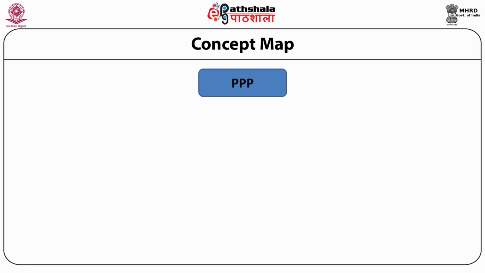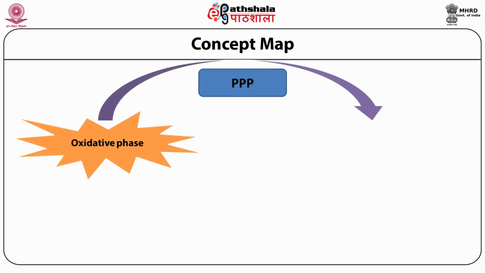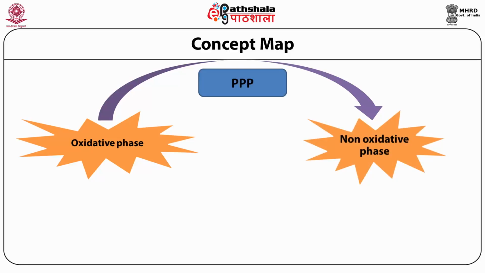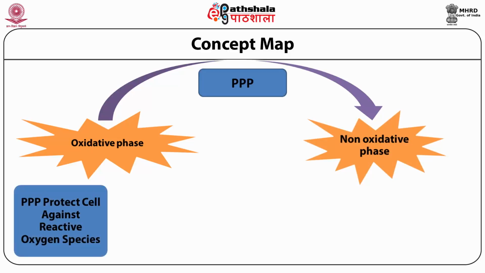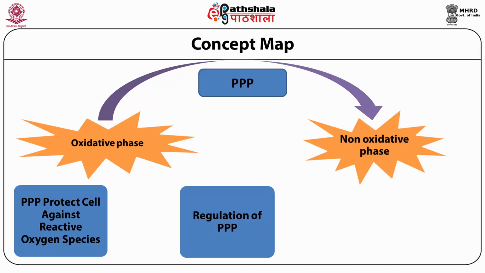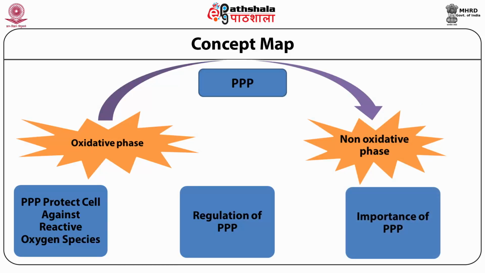The pentose phosphate pathway has two parts, that is the oxidative phase and the non-oxidative phase. The pentose phosphate pathway protects the cell against reactive oxygen species. Regulation of PPP is an important point. The importance of PPP, the pentose phosphate pathway, for cell protection is also an important aspect.